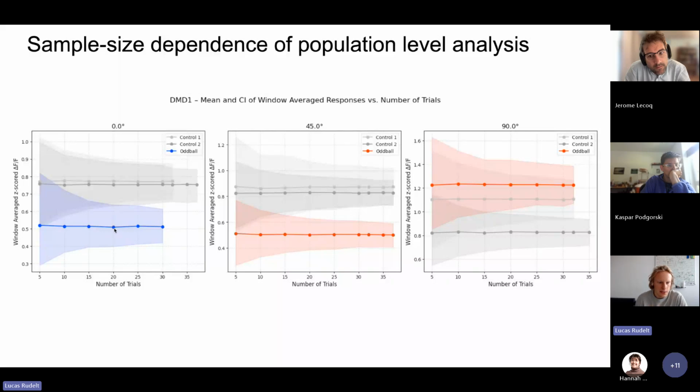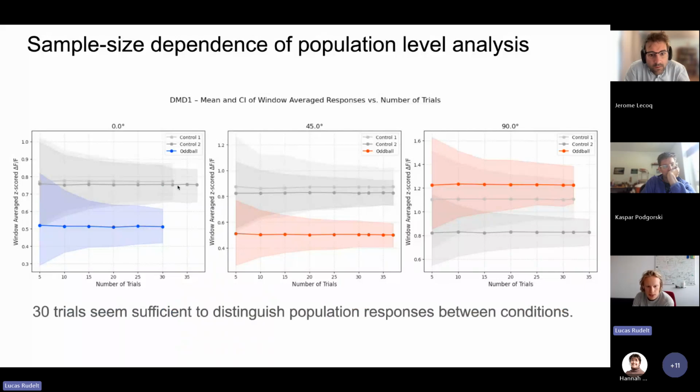Here we can see that, well, above 20 or let's say 30 trials, we can very well distinguish these different conditions, at least the oddball and the control ones. So 30 trials seems sufficient to distinguish population responses between conditions. One thing you might notice here is that we do not go up to 40.